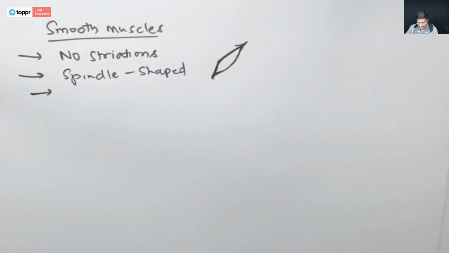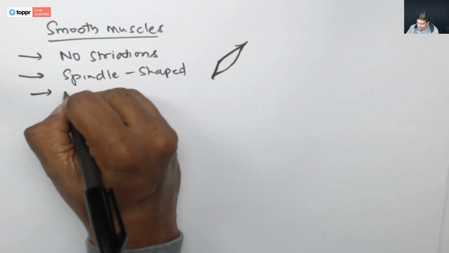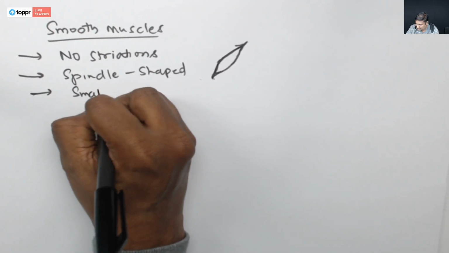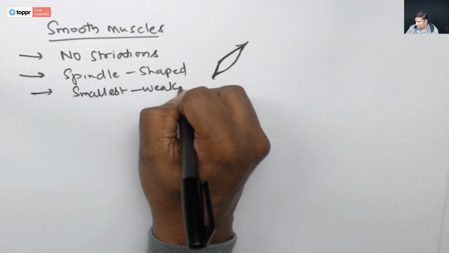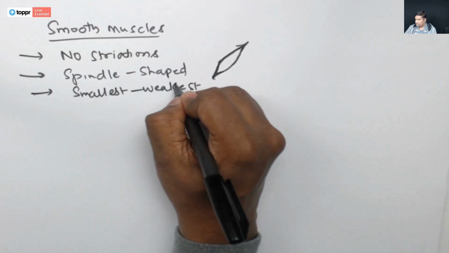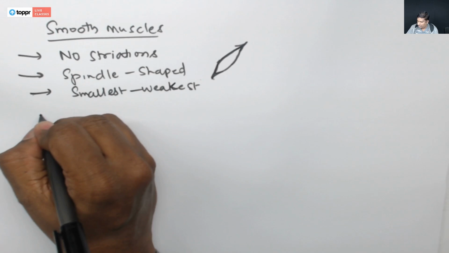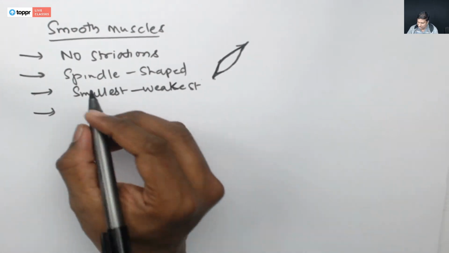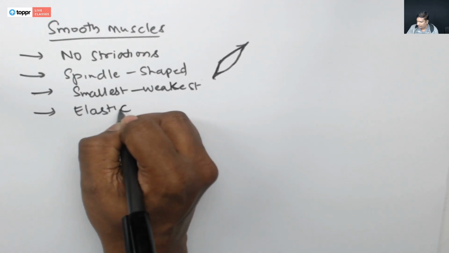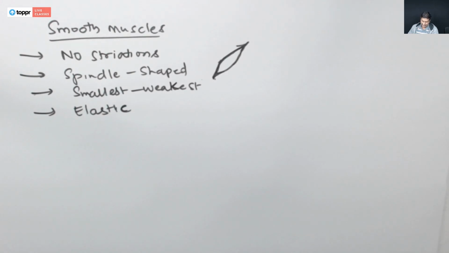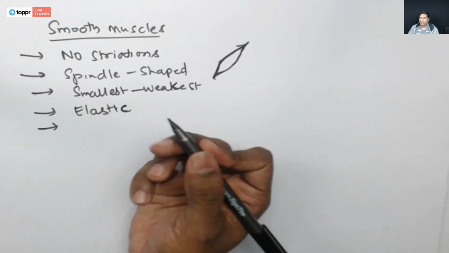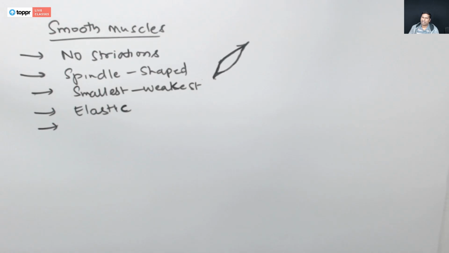So they are spindle shaped, and these smooth muscles are the smallest and the weakest among the three kinds of muscles. They're not the strongest. The strongest muscles are your skeletal muscles. One good thing about the smooth muscles is they are highly elastic, and like I said in the beginning, they are found in the intestine, your lungs, wherever you need constant expansions and contractions.